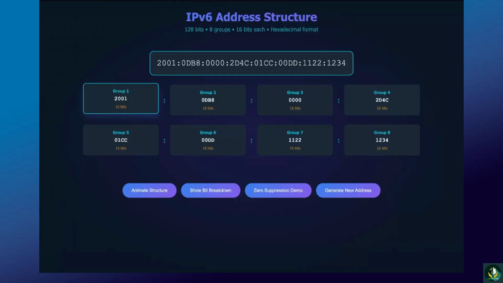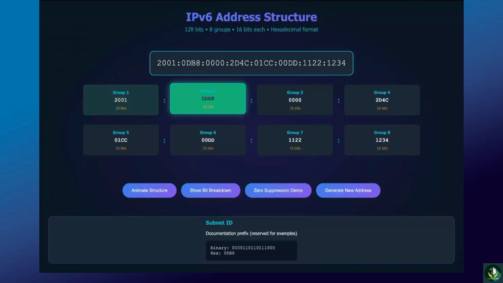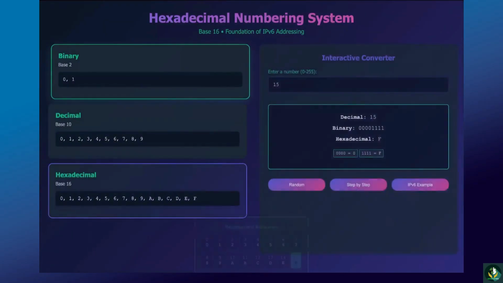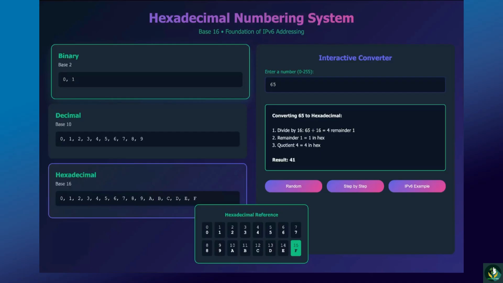So as you can see, this address is separated into several groups. Group 1 is this 2001, Group 2, 0db8, and so on. Now, what's the hexadecimal numbering system? Before dividing into groups, let's dive into IPv6 address conversion. Let's briefly review the hexadecimal numbering system.